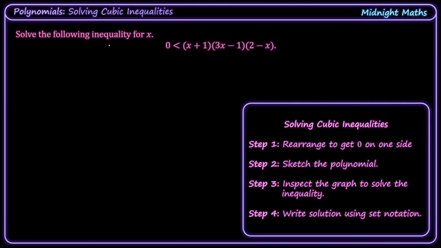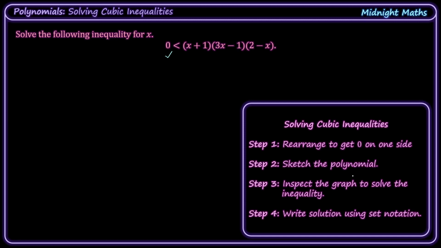Solve the following inequality for x, and we've got an expression here that's actually a cubic. Now for all cubic inequalities, and this actually applies to all polynomial inequalities in general, from quadratics to quartics to anything of higher order, the way we would solve an inequality is you first rearrange to get 0 on one side of the inequality. So in this case, we've already got 0 there, so that step's taken care of.